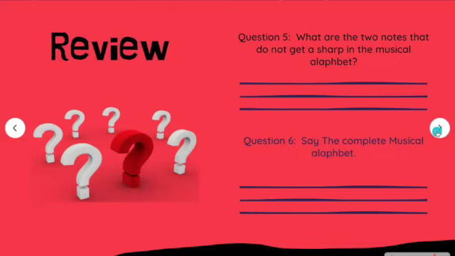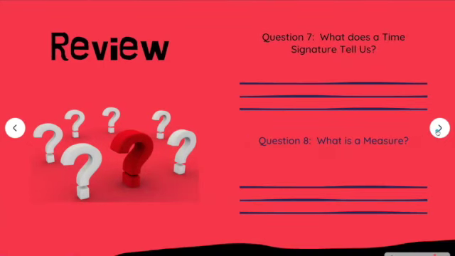What are the 2 notes that do not get a sharp in the musical alphabet? E and B. Say the complete musical alphabet. A, A sharp, B, C, C sharp, D, D sharp, E, F, F sharp, G, G sharp, A. What does a time signature tell us? Well, a time signature tells us how many beats are in each measure.